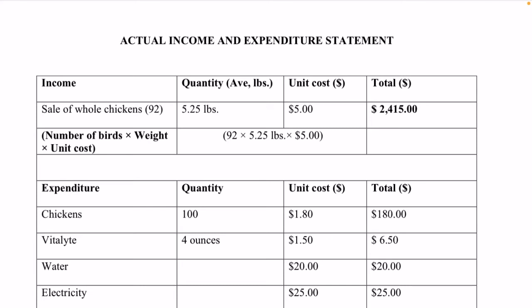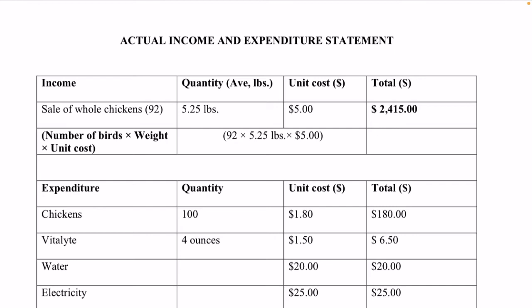All right. As you can see, the actual income and expenditure statement will be very similar to the complete budget as it relates to the parameters that we'll be looking at: income, expenditure, and profit or surplus. All right, and the same thing is applied here. So let's go through this very quickly.